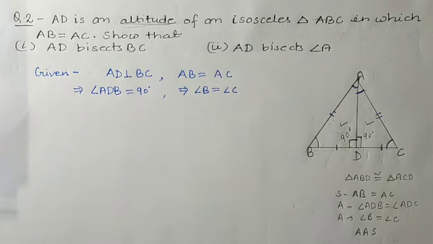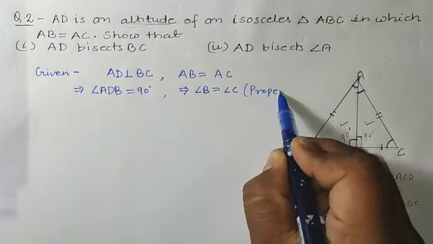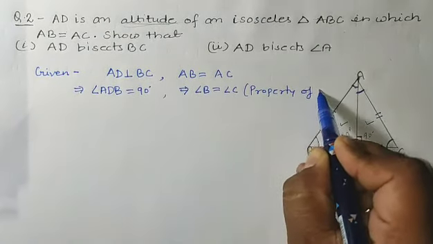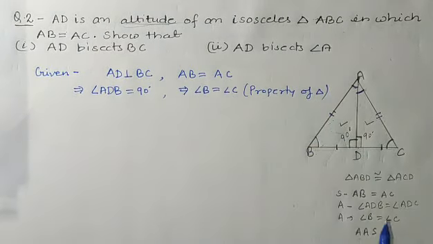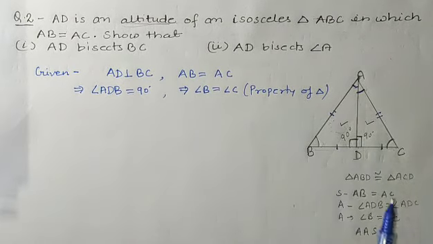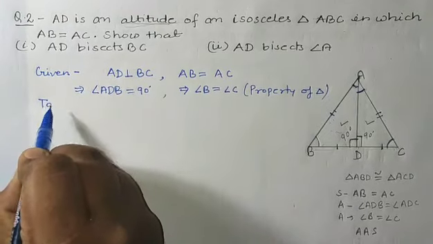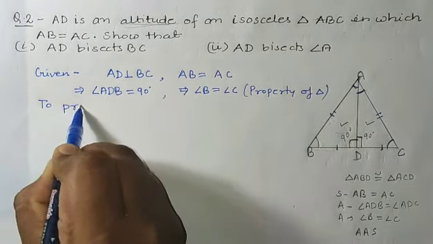Okay, and we can write the reason here. It is the property of an isosceles triangle, that if two sides are equal, then the angles opposite to the equal sides are equal. Okay students, so now we'll write what to prove.